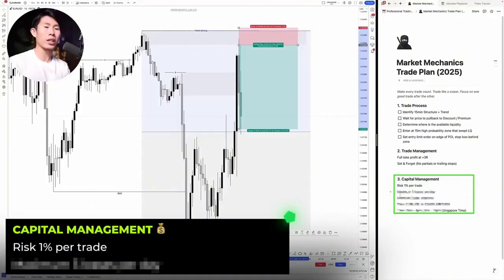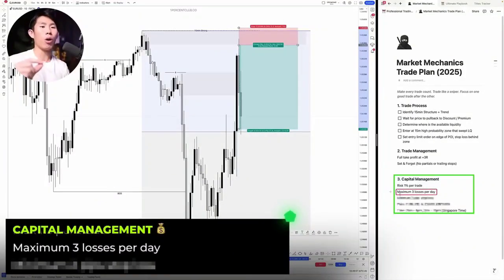The next rule is max 3 losses per day, right? By having some form of max loss rule, this prevents me from overtrading or revenge trading, because the last thing you want is for you to lose one time and you start getting angry at the market, you start punching your monitor, and the next thing you know, you enter another lousy trade and you lose even more money and you feel even more angry, and you just go into this downward spiral of revenge trading and overtrading.